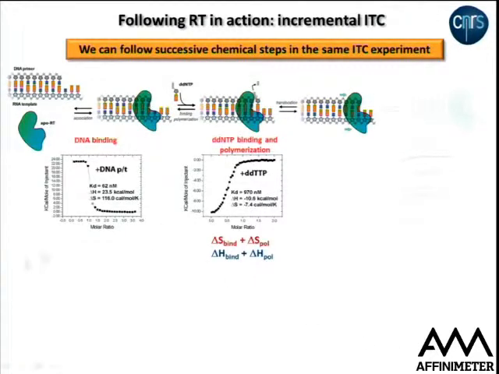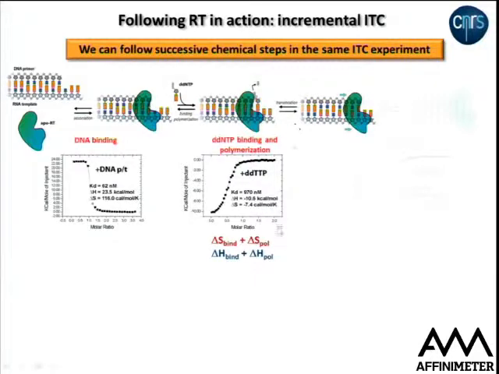And we perform a second titration on the same sample. And we have, in this case, an exothermic signal and a second titration that provides thermodynamic parameters for the sum of two reactions, the binding of this incoming nucleotide and its polymerization into the primer strand. We see the sum of the two reactions. We cannot make distinction between these two reactions.